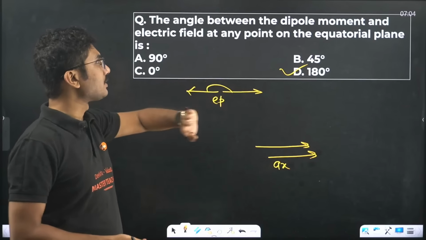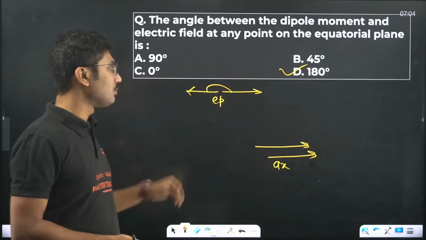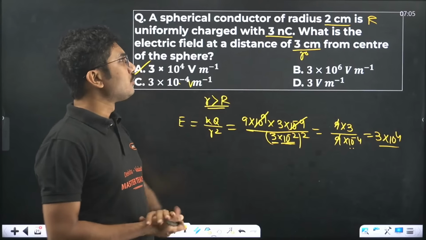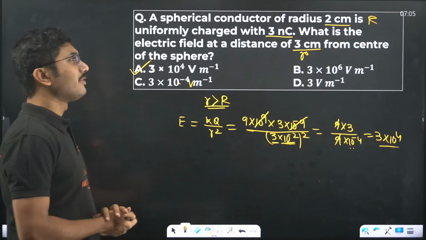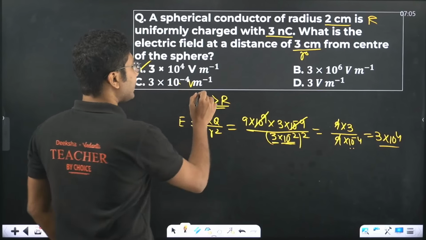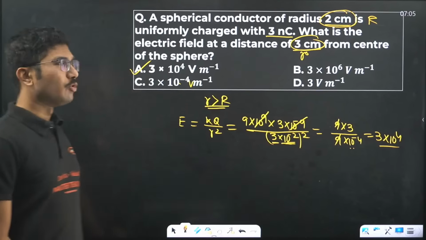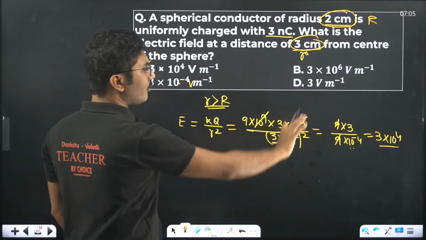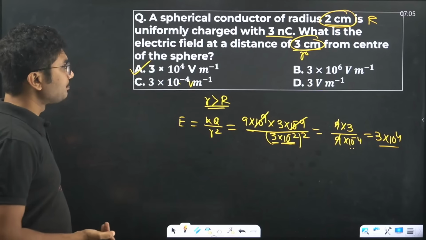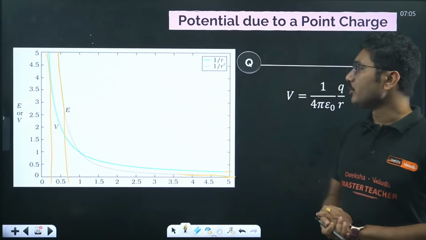This one also I have explained: the angle between dipole moment and electric field at any point on the equatorial plane is 180 degrees. A spherical shell conductor of radius 2 cm is uniformly charged with 3 nanocoulomb. What is the electric field at a distance 3 cm? First check whether this distance is more than the radius or not. Yes, it is more than the radius, so you just apply the normal electric field formula, calculate the electric field, and you will get full marks.